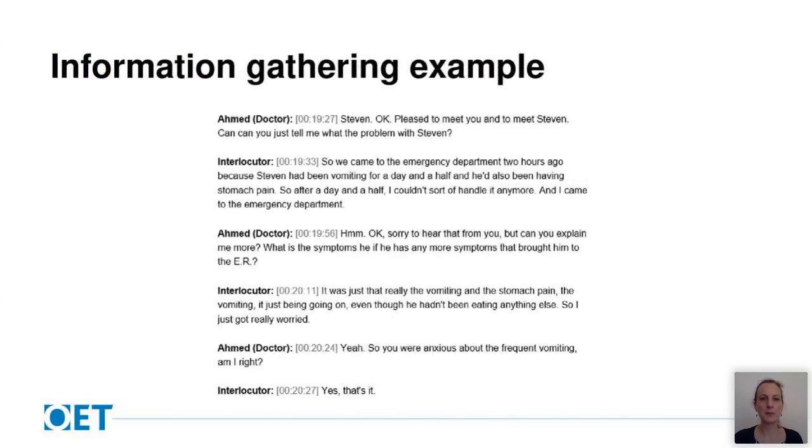So in this example, the doctor starts with an open question, what's the problem with Stephen? And then gets more detail by asking closed questions. So what are the symptoms that brought him to the ER? And then clarifying his understanding as the doctor with a final question to check he's understood the parent's anxiety correctly.